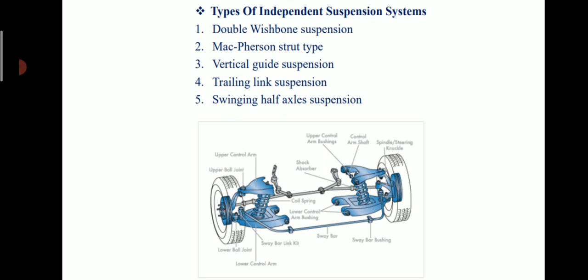So here we are to see the types of independent suspension system. Number one is double wishbone suspension, McPherson strut type, vertical guide suspension, trailing link suspension, swinging half axle suspension. But among all these five, we have to see as per the syllabus only two types. Number one, double wishbone suspension, and number two is McPherson strut type.